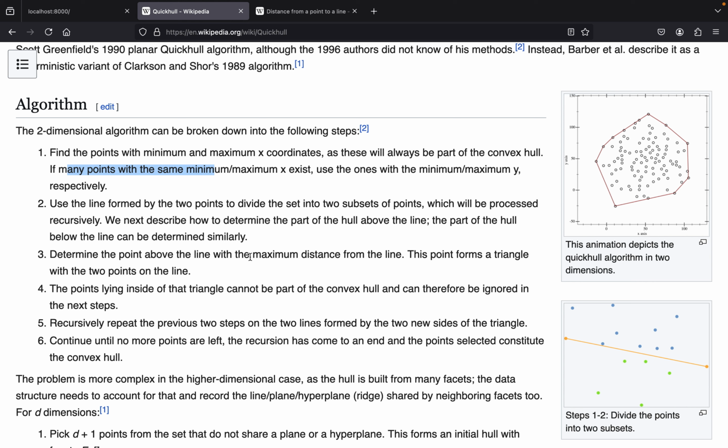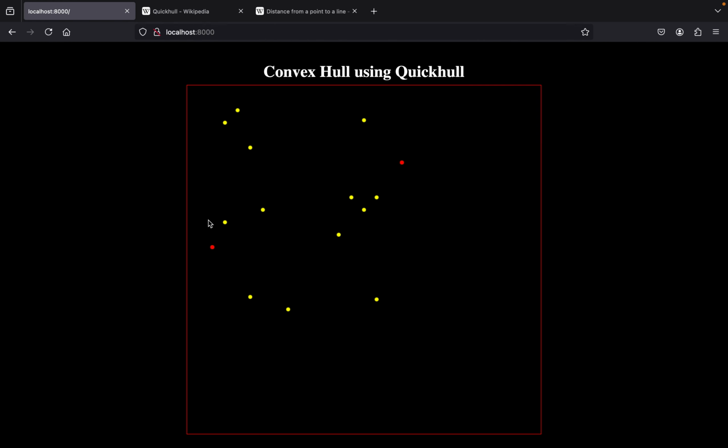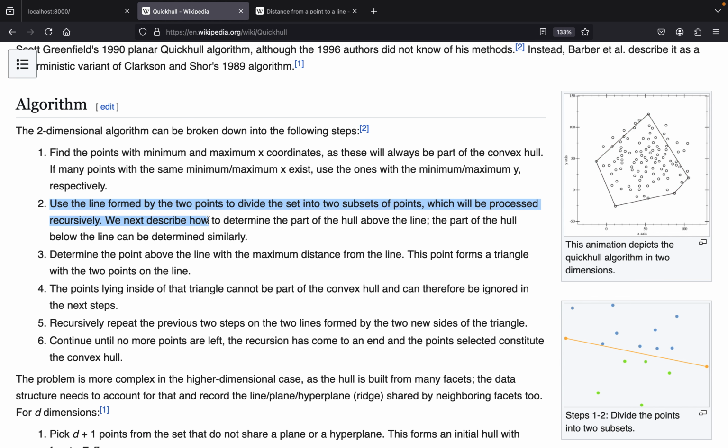The next step says to use the line formed by the 2 points to divide the set into 2 subsets of points, which will be processed recursively. So we have a line segment created by these 2 points, and we partition these points. Okay, so what next? Determine the point above the line with the maximum distance from the line. This point forms a triangle with the 2 points on the line.